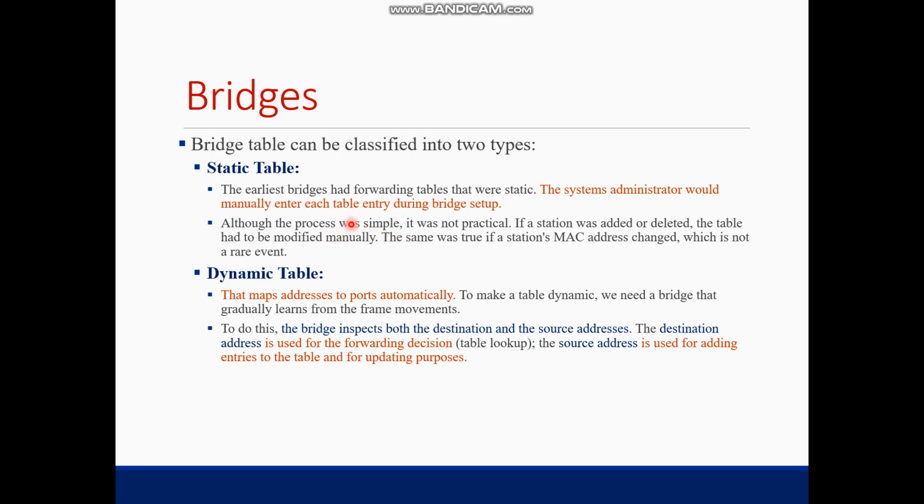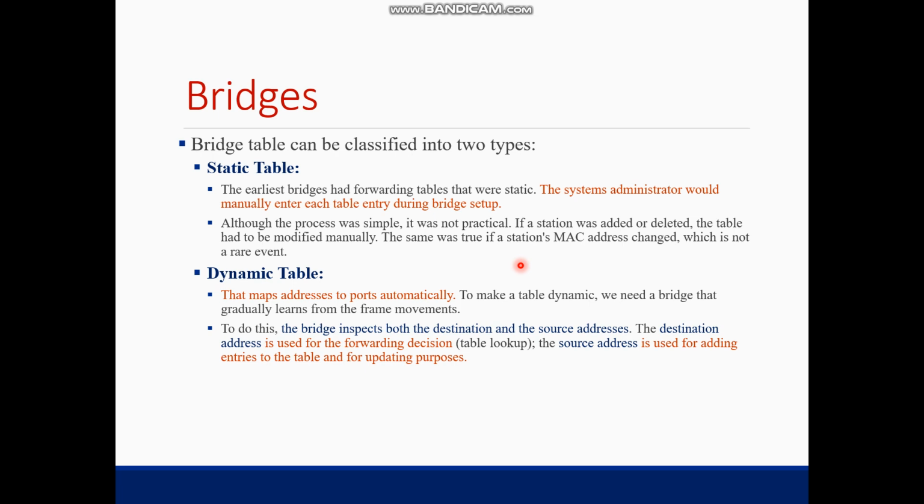Why? Because if anything is changed, the change must be made manually as well. The system administrator must add to it. Every time they must monitor the system, and if a new device comes to the system, they must install it or introduce it to the system. And sometimes the MAC address of a host may change. Even in this case, the system administrator must change the configuration.